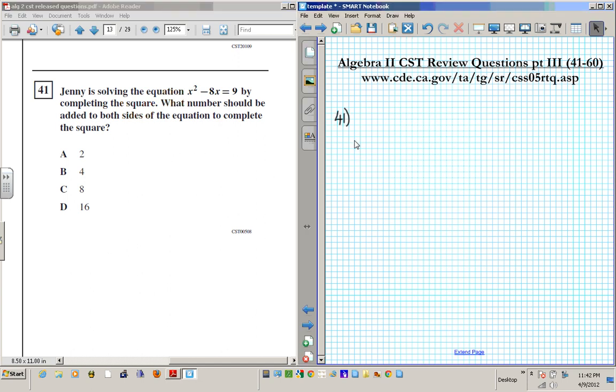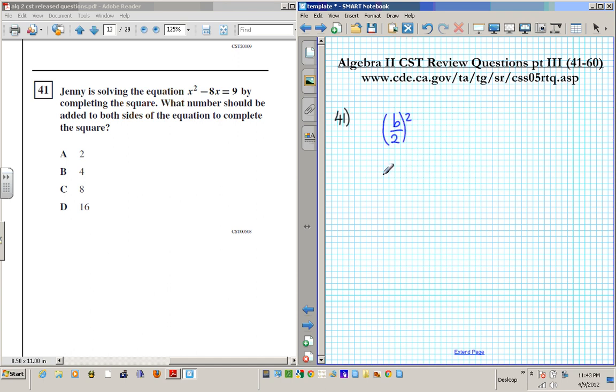Okay, so let's go ahead and start with question 41. It says Jenny is solving the equation x squared minus 8x equals 9 by completing the square. What number should be added to both sides of the equation to complete the square? One thing you want to remember is anytime you hear completing the square, you need to use b over 2 squared. That's what you always use to complete the square.